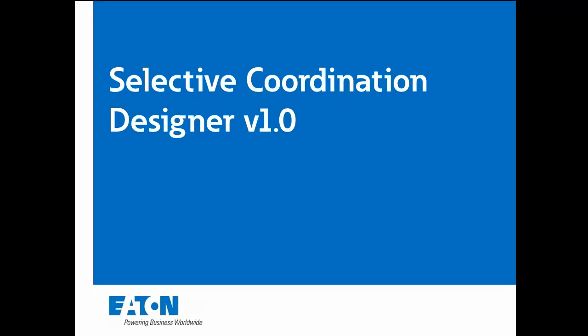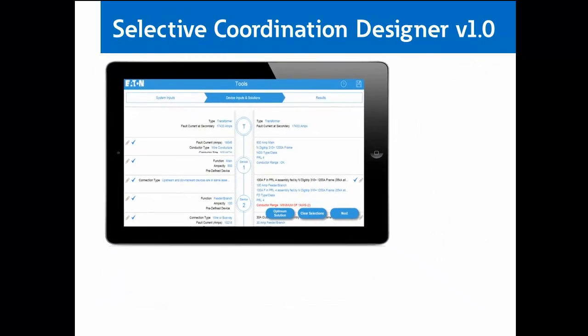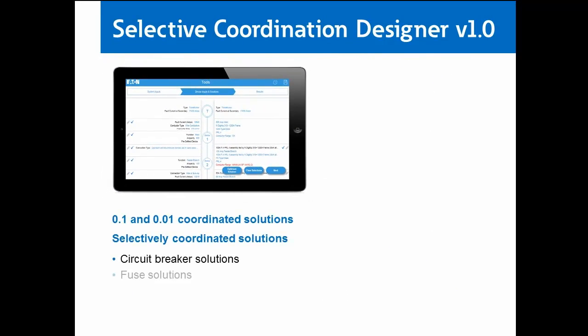To simplify the process of designing a selectively coordinated electrical system, Eaton has developed a powerful tool called Selective Coordination Designer version 1.0, or SCD 1.0, that quickly and easily identifies all solutions for your needs. This new tool uses cutting-edge functionality to place coordinated or selectively coordinated solutions at your fingertips, including all breaker solutions, all fuse solutions, and combination fuse and breaker solutions.